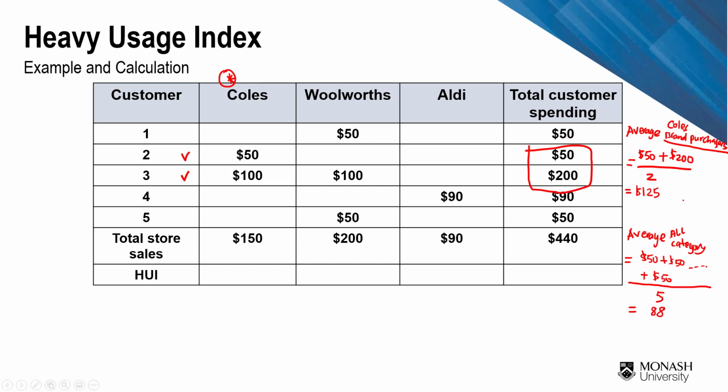Now the question is, what is the HUI, or the heavy usage index? The heavy usage index is determined by 125 divided by 88, and that will give me around 1.2 something. As I said, HUI is determined as the average of the brand purchases in Kohl's divided by the average of all categories. Now you can complete these exercises by working out the HUI for Woolies and also for Aldi.